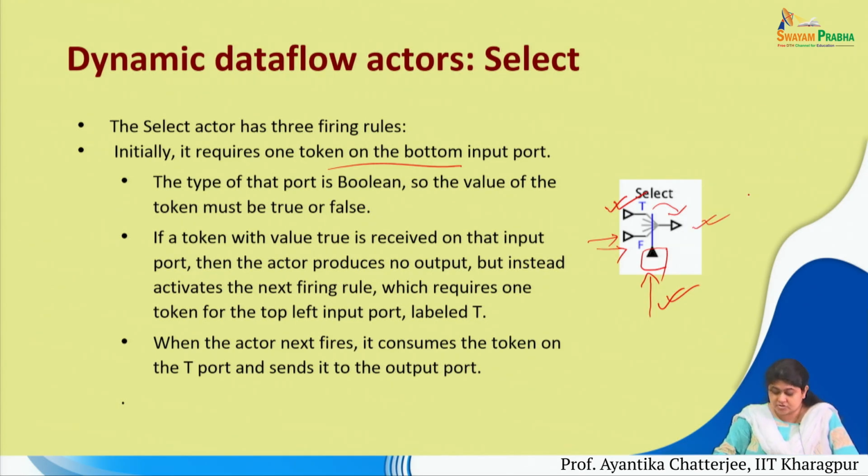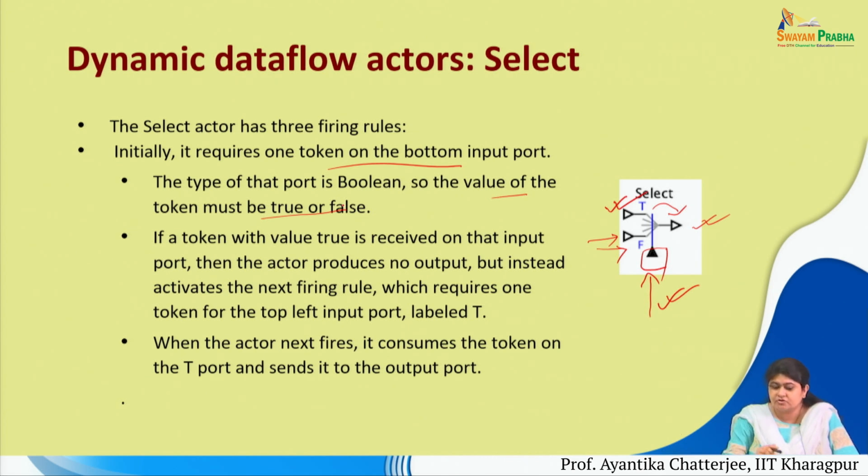Okay. So, this is the select actor. The type of that, initially it requires one token on the bottom input port. The type of the port is basically Boolean. So, the value of the token must be true or false.